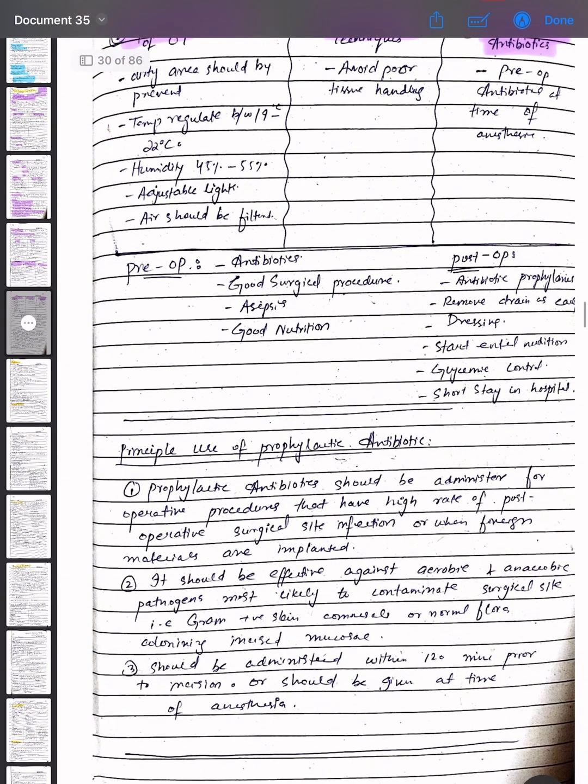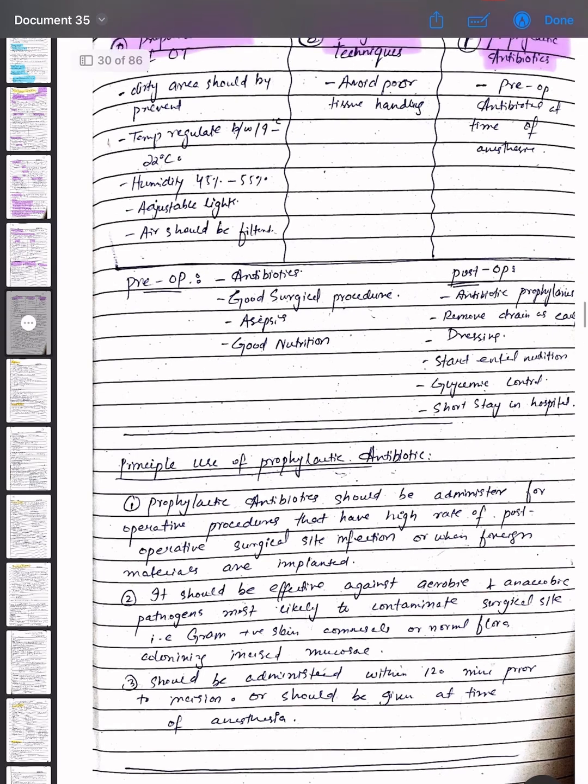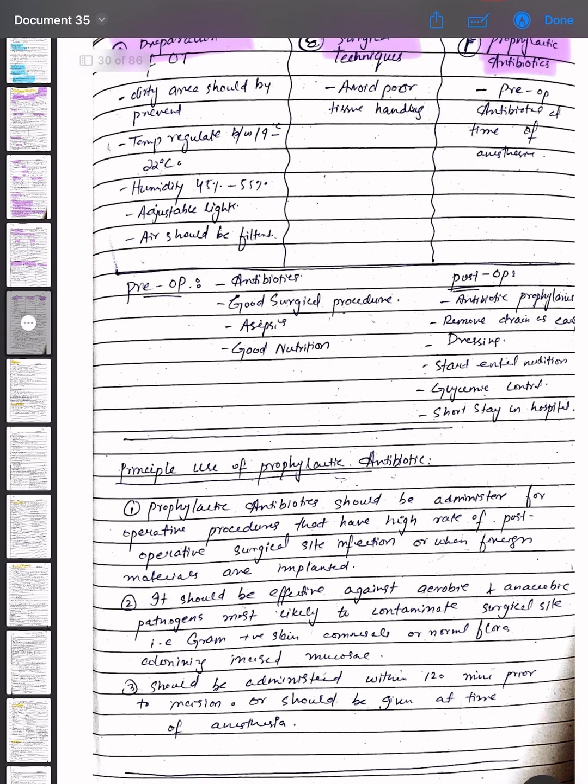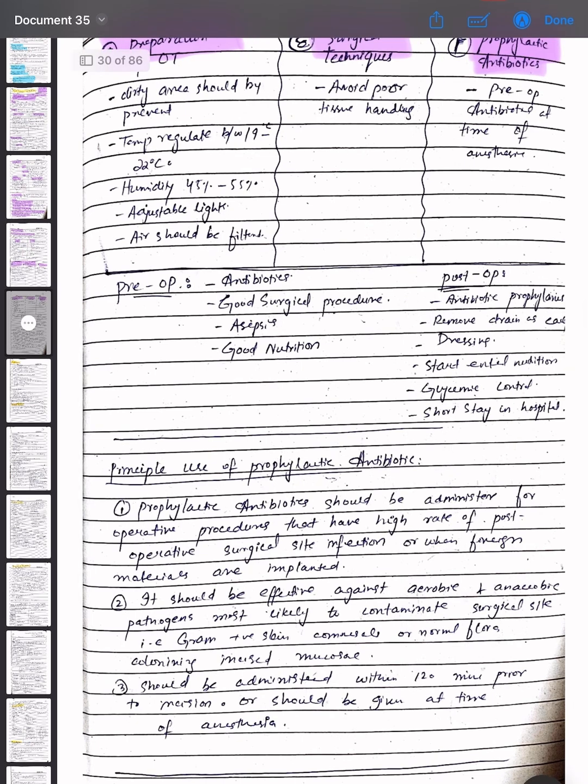Pre-op antibiotics, good surgical procedure, asepsis and good nutrition should be given, and post-op antibiotic prophylaxis. Remove the drain as early as possible, do the dressing, start enteral nutrition, glycemic control and short stay in hospital.